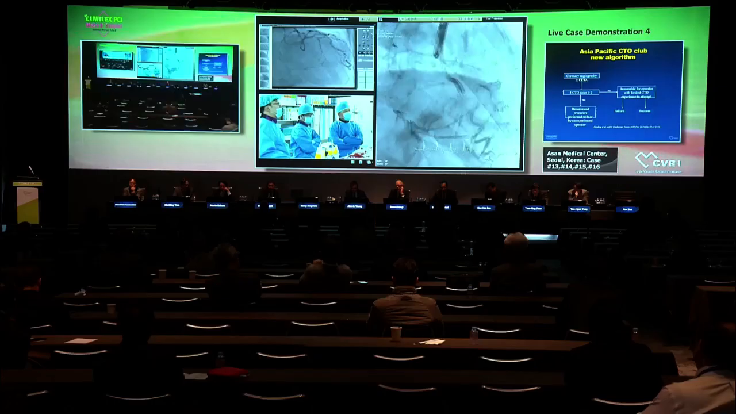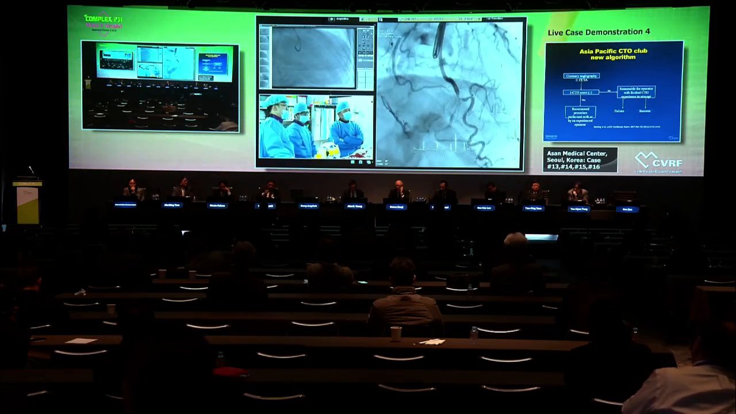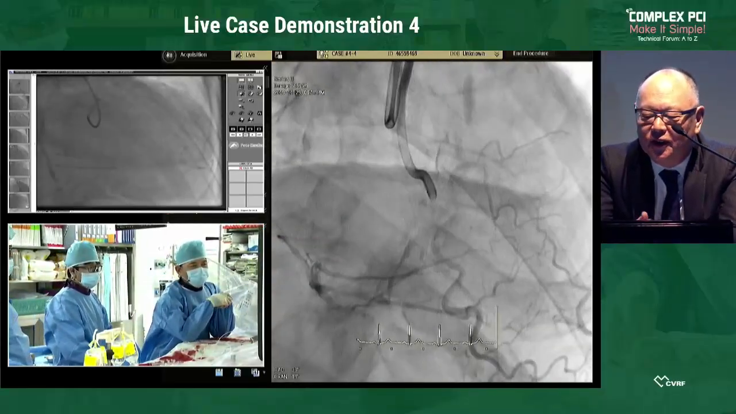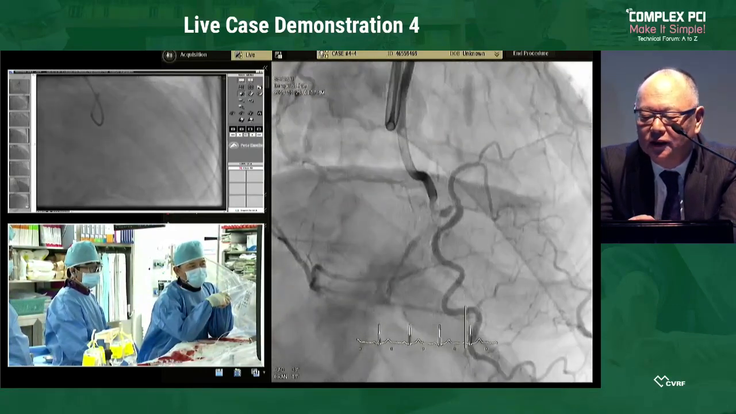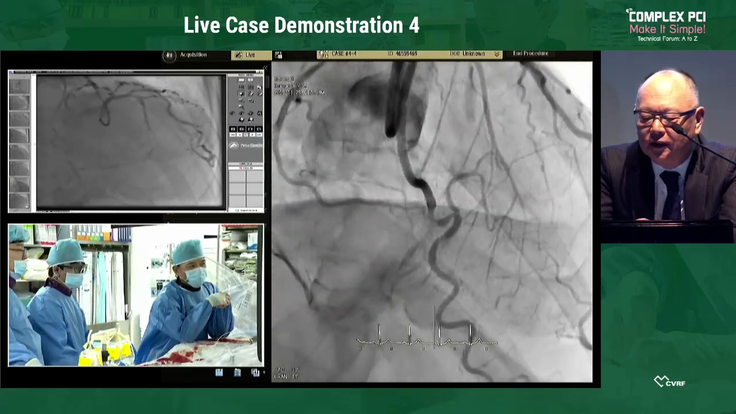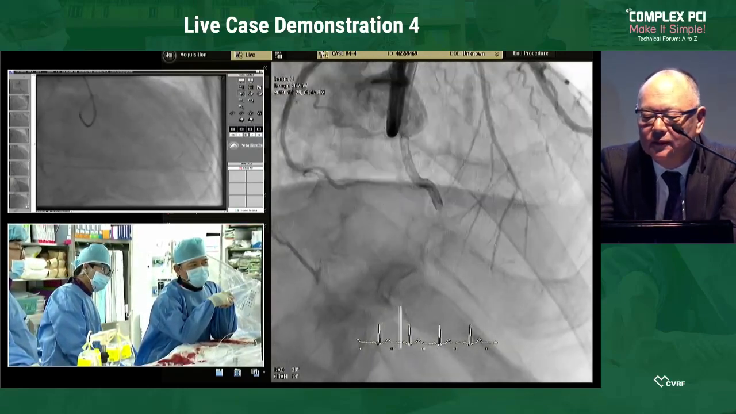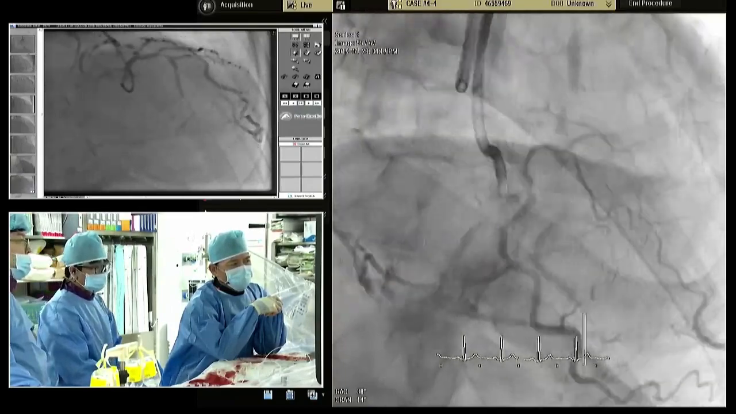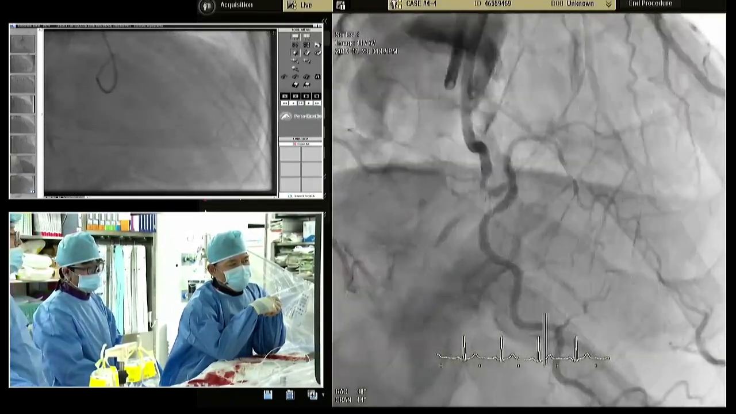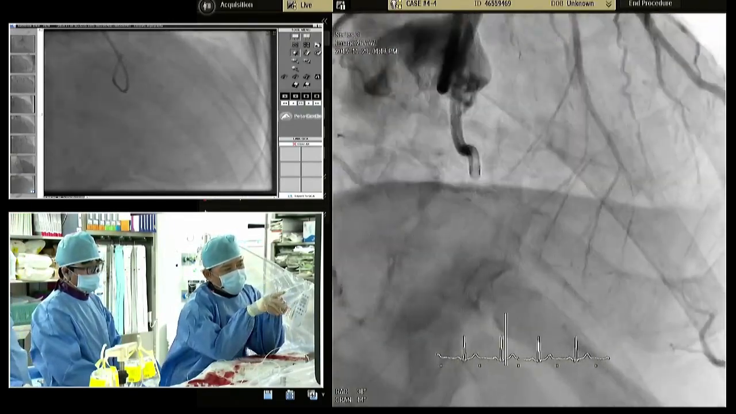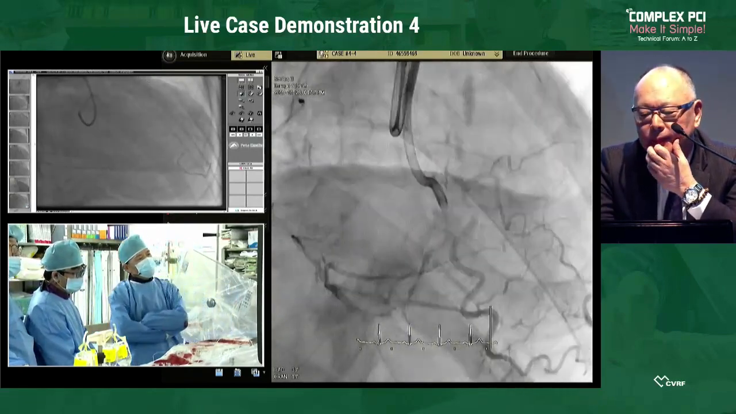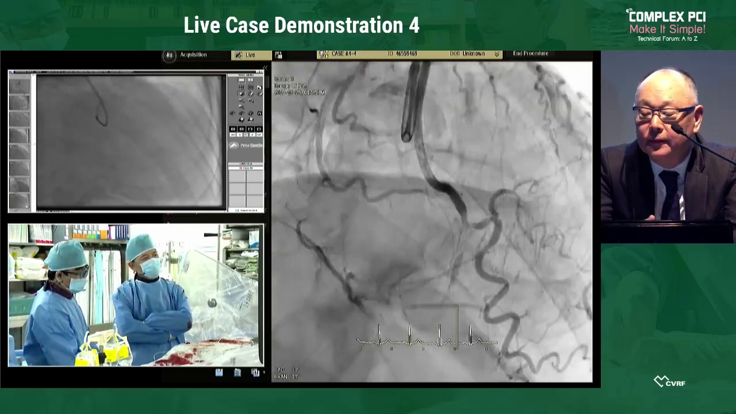Dr. Muramatsu, this is Otsuji speaking. Do you think the lesion is short or long? Short, around 10 millimeter, maybe 15, 20 millimeter. Is there a stump or not? As you can see, there's some branch, and we have some channel. Yes, it's a little something there.